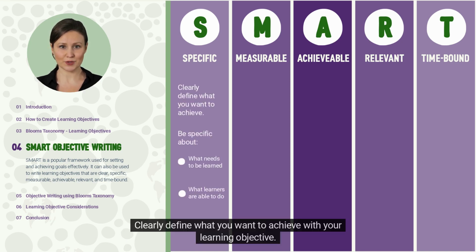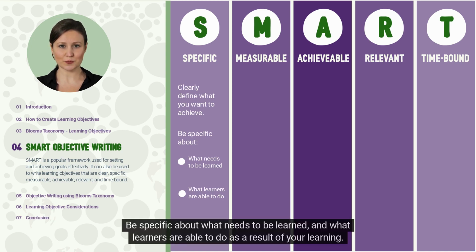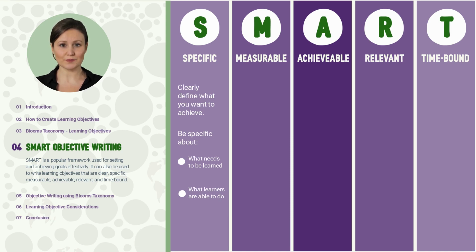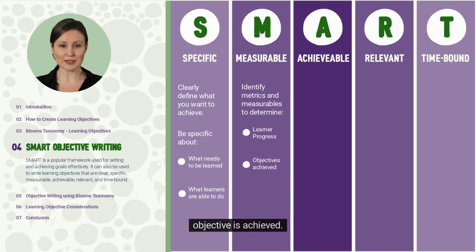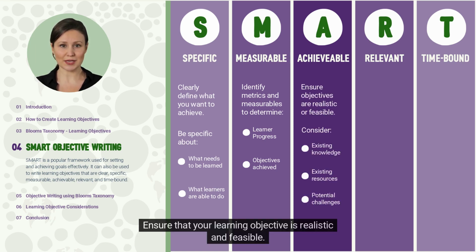Specific. Clearly define what you want to achieve with your learning objective. Be specific about what needs to be learned and what learners are able to do as a result of your learning. Measurable. Identify the metrics or indicators that will allow you to measure learner progress and determine if the objective is achieved.